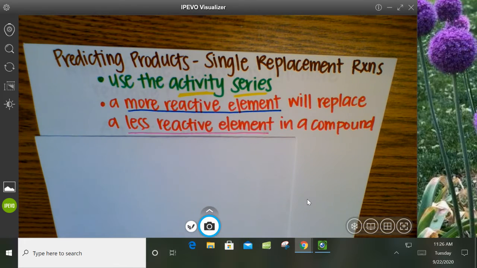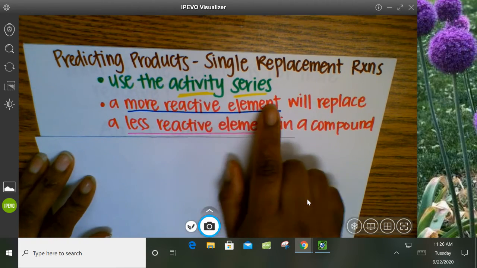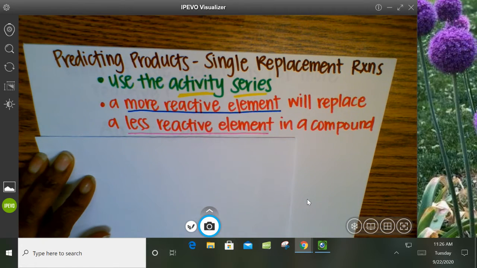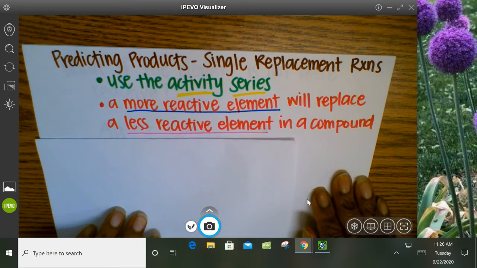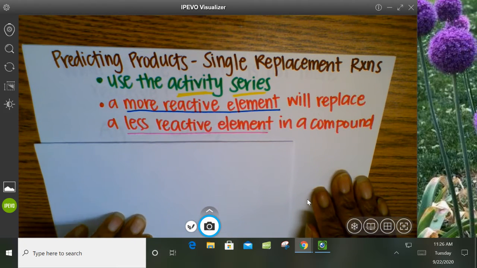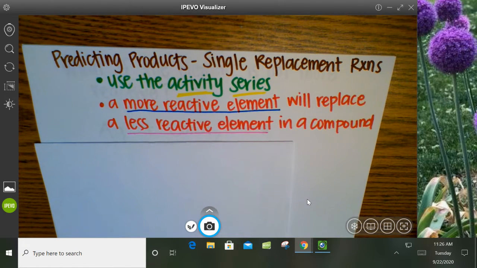Hello there, everyone. I wanted to take some time to go over predicting products, specifically products of single replacement reactions. In order to predict the products of single replacement reactions, we are going to use our activity series. And what we need to know about the activity series is that a more reactive element will replace a less reactive element in a compound.